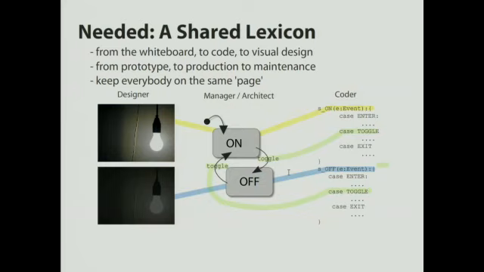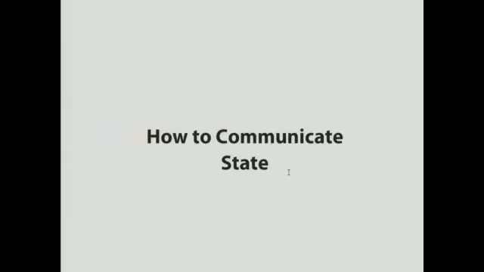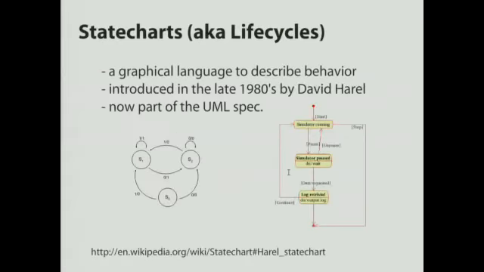One of the things you need to do is get designers, architects, and coders on the same page. For that, you need a shared lexicon. It gets into how to communicate state. Part of the UML spec is a concept called state charts. It was introduced in the 1980s by David Harel, when they were designing aircraft. You don't want your plane to crash, so if you're dealing with any type of flight navigation or flight simulators, they came up with this terminology to describe how states and transitions happen in the application.